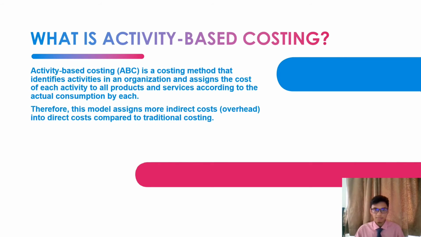I will be talking about the limitations of activity-based costing, or ABC. Before I explain the limitations, let us see what activity-based costing means. Activity-based costing is a costing method that identifies activities in an organization and assigns the cost of each activity to all products and services according to the actual consumption by each. Therefore, this model assigns more indirect costs or overhead costs into the direct costs compared to the traditional costing method.